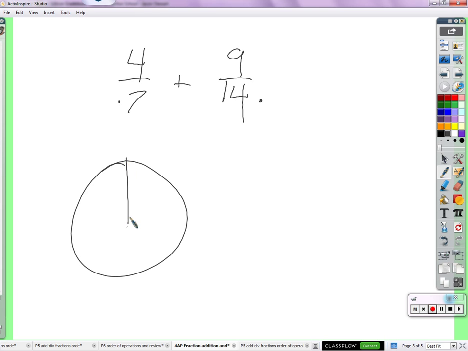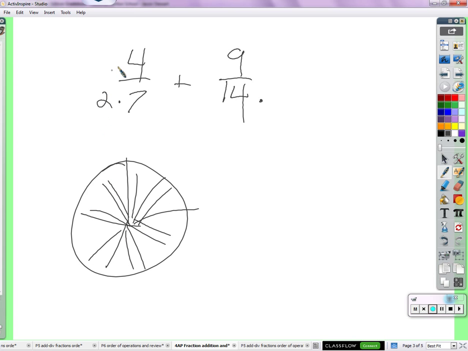You times it by 2, which would make it into 14 pieces. Exactly. I would cut each of these. These are seven pieces. They don't look quite right, but there are seven of them. You cut them in half. That makes 14. So I just doubled those. And then you times the other side by one, because it's already 14. It doesn't need to change. I can just take this pie and cut the pieces up so that I have the same number as this.